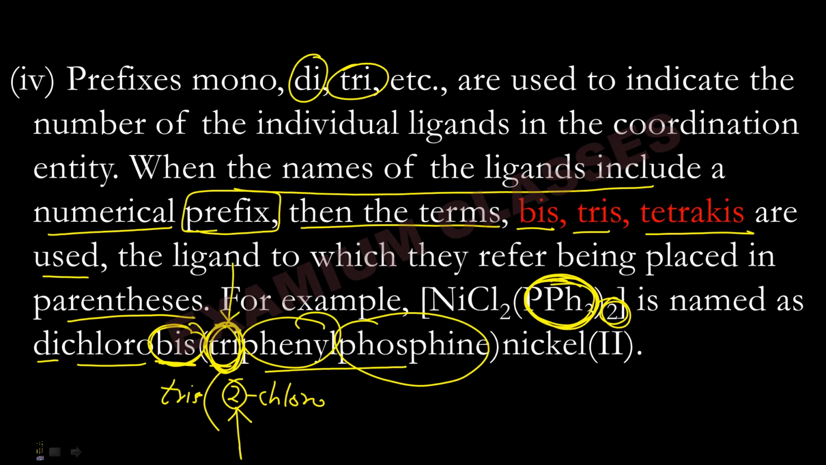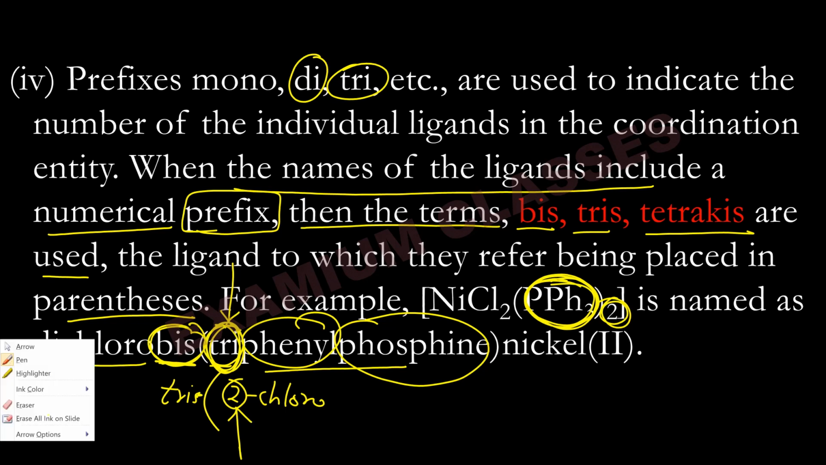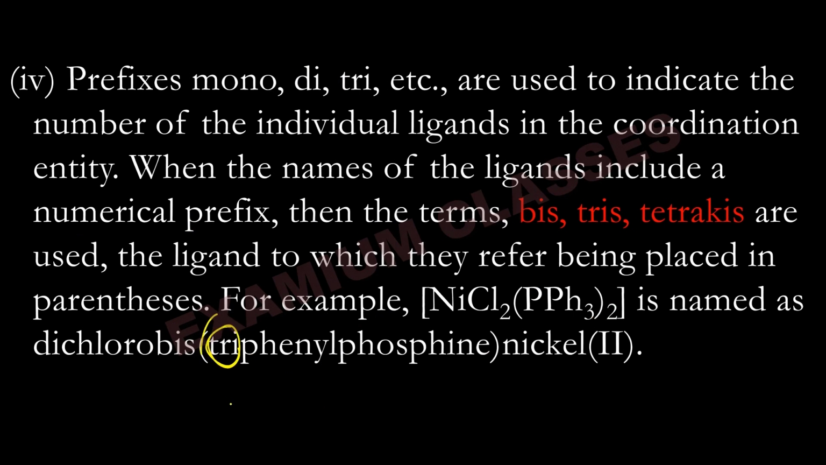Same types will not be in succession. So if you see same types in succession, the first one will be bis, tris, tetrakis. The second one will be normal. So within the parenthesis, it will be normal. Whether you write 2-chloro, something like this, or you write di, tri, etc. Within the bracket, it will be normal. But outside, you will not write same. You will write bis, tris, tetrakis. Simple.